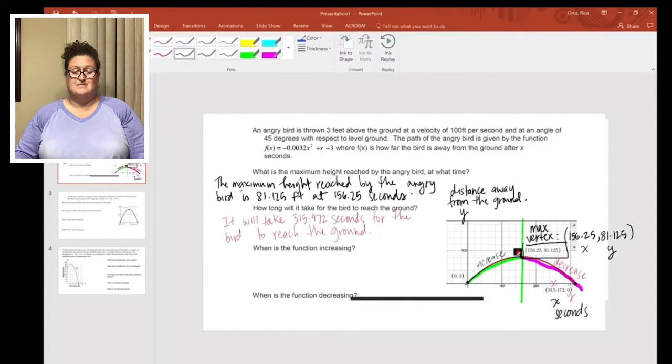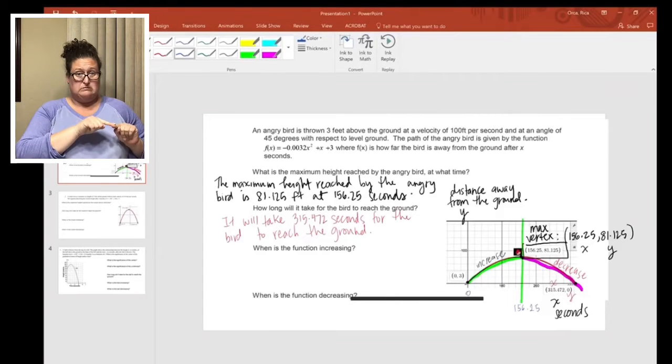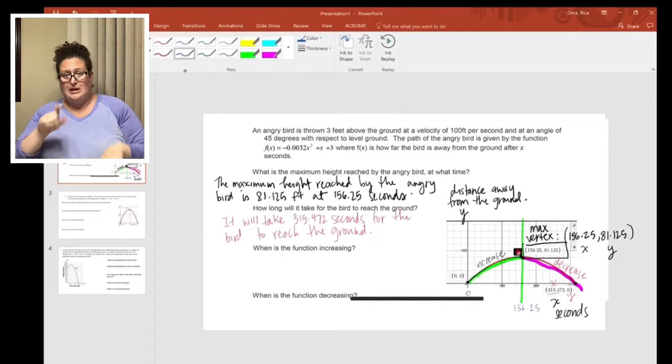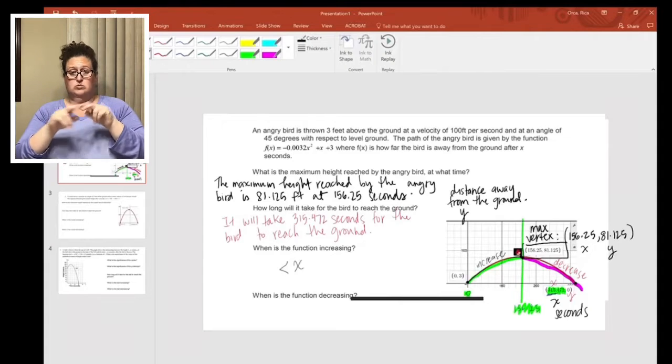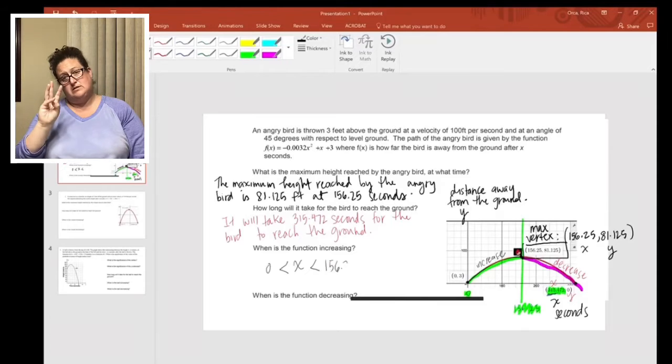Our x value at our vertex is 156.25. And our x value from our starting point is at 0. And then where the bird ends, our x value is at 315. Let's highlight those. 0, 156.25, and 315.472. So the function is increasing when x is between 0 to 156.25.